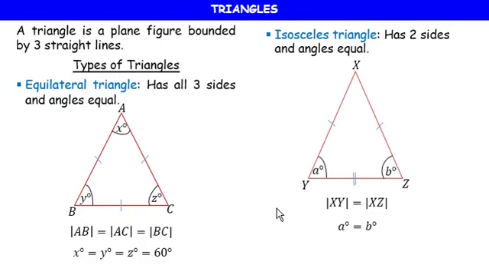Okay, let's now talk about triangles. So what is a triangle? A triangle is simply a plane figure bounded by three straight lines. Right, so as you can see, 1, 2, 3, you get a triangle.